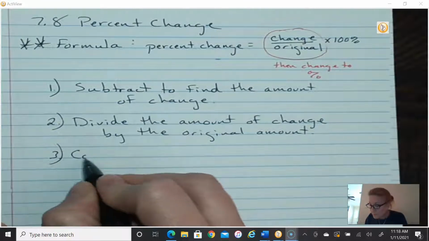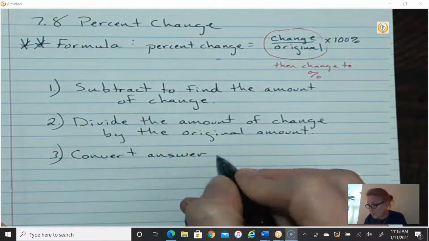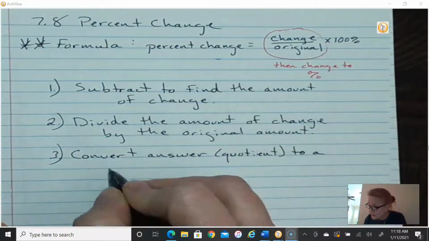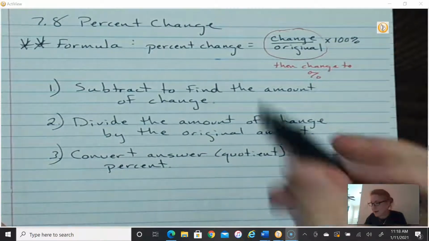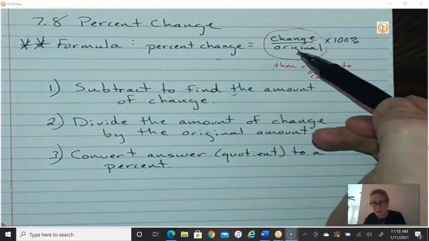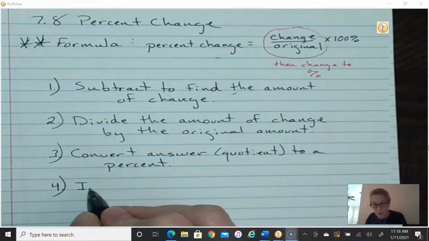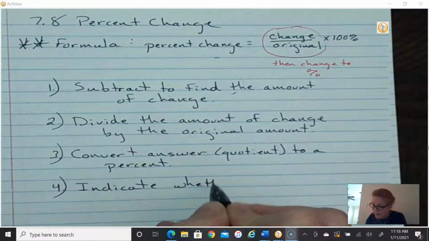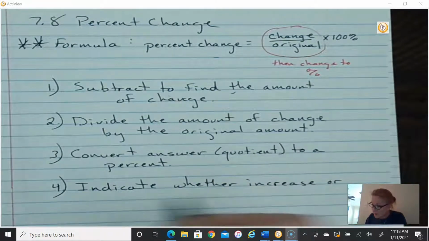Step 3, convert your answer quotient to a percent. Don't worry about that. Do change divided by your original and then just change it to a percent. That's all you need to do. And then, if needed, this is common sense, you're going to indicate whether it's an increase or decrease.